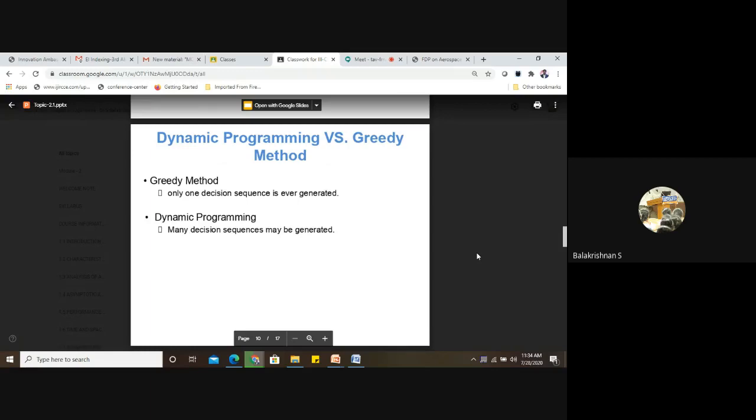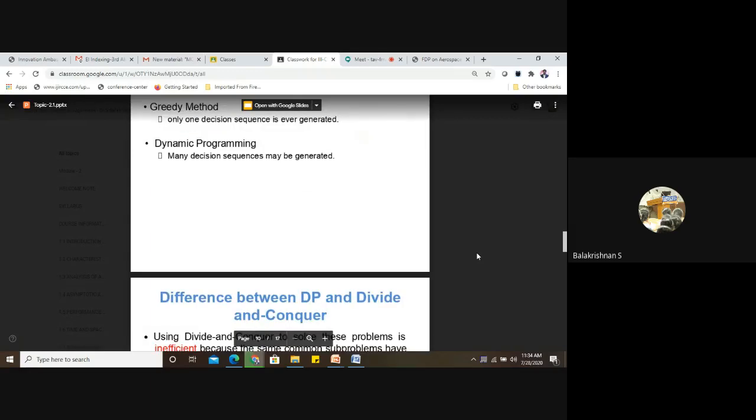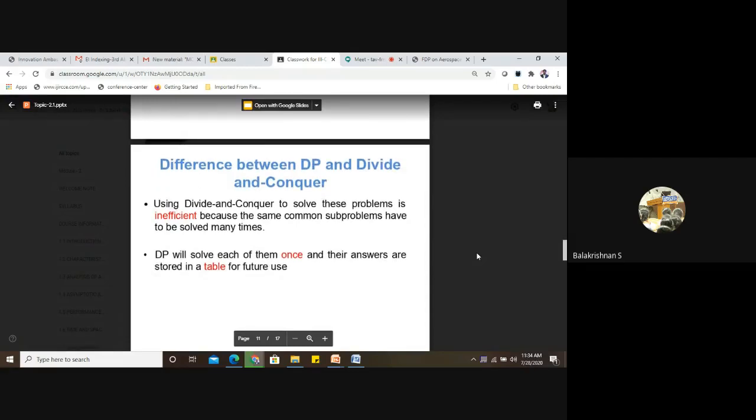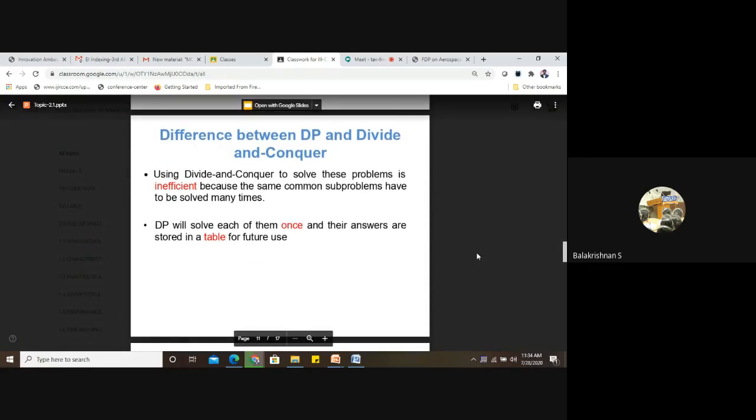But in dynamic programming, many decision sequences may be generated. From those, we can take one based on our optimal value, either minimum or maximum. That's one important difference between dynamic programming and the greedy method. The second important difference is between dynamic programming and divide and conquer. We have already seen that divide and conquer is inefficient for solving the problem, because in the conquer step the subproblems are solved recursively. That is the one drawback of divide and conquer.